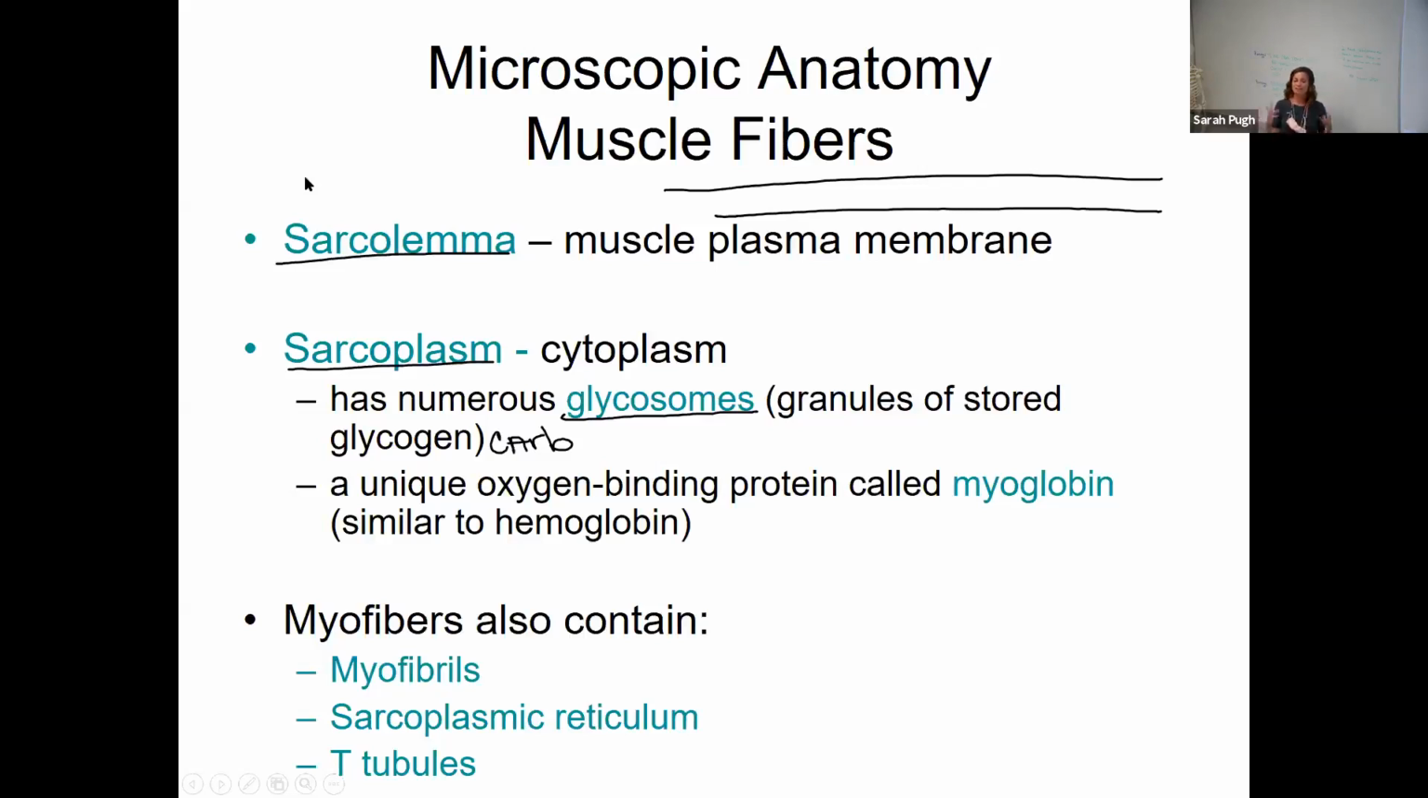The other thing that sarcoplasm will have in it is an oxygen binding protein called myoglobin. Right? That sounds real similar to hemoglobin. Hemoglobin is an oxygen binding protein found in your blood. Heme means blood. Well, myoglobin is an oxygen binding protein found in your muscle because myo means muscle. So now we've got, in our sarcoplasm, two things. One is storing carbs and one is storing oxygen.